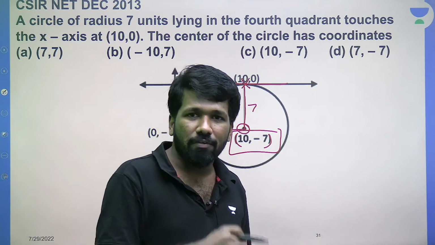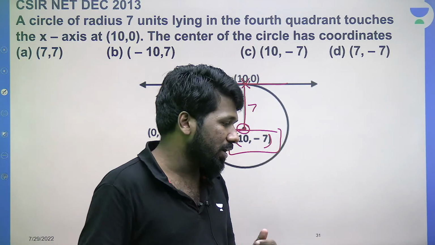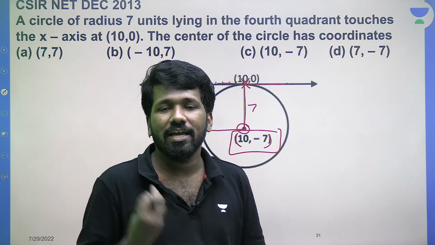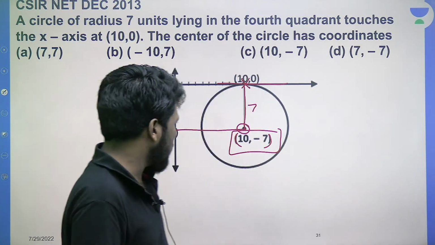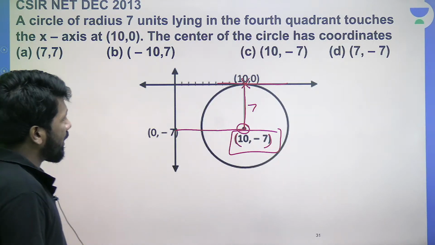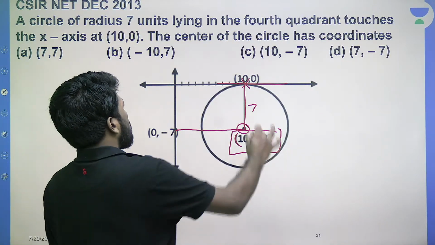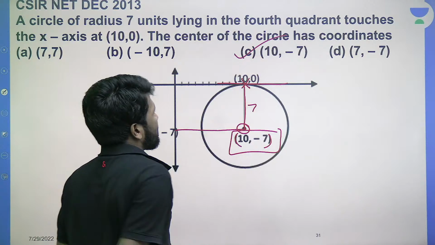That is why I have given you some simple examples in the beginning to plot and understand the points in the x and y axis. Did you all understand this? Please respond. 10 minus 7, how? So option C can only be the answer.